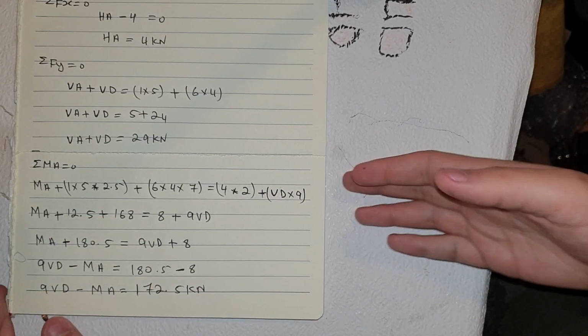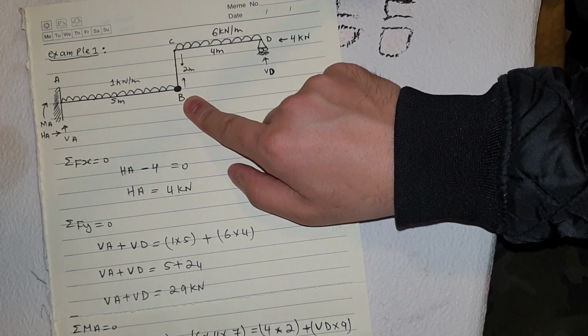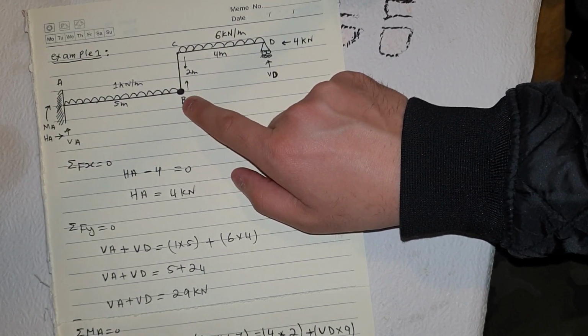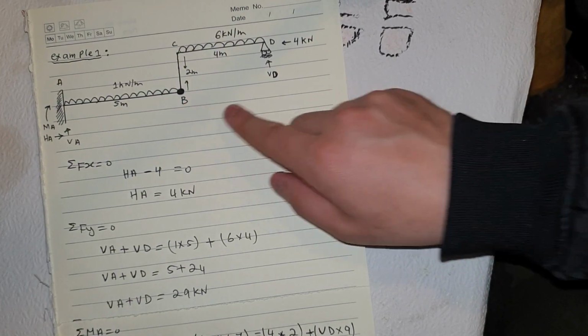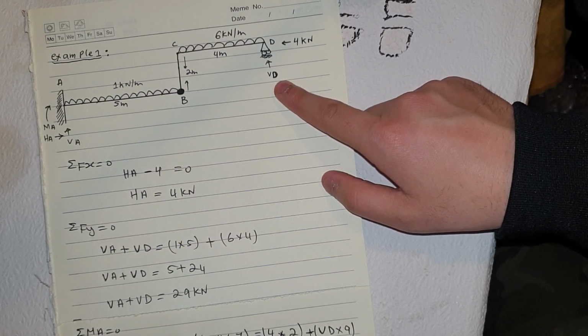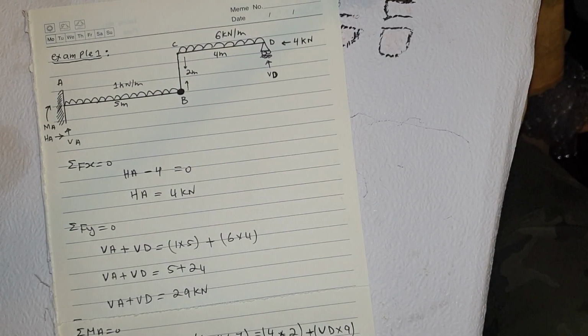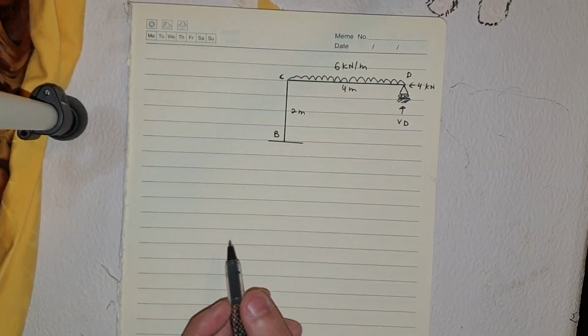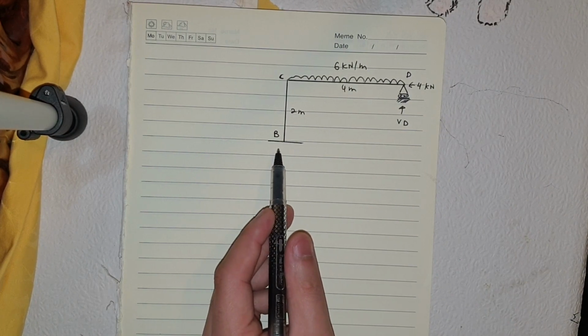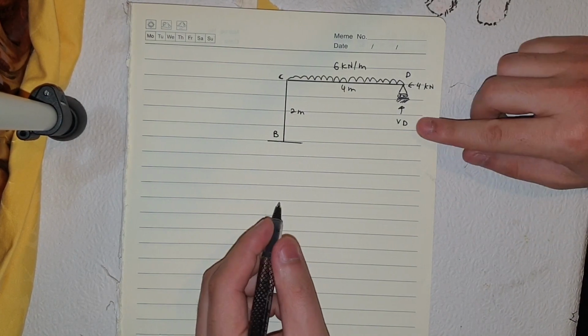So what we do now, because you have a hinge at point B, we have to take a cut at point B to find the Vd, and then once we find the Vd, then it's easy to find our Ma. So we have taken a cut from point B, so now we are going to find the value of Vd.